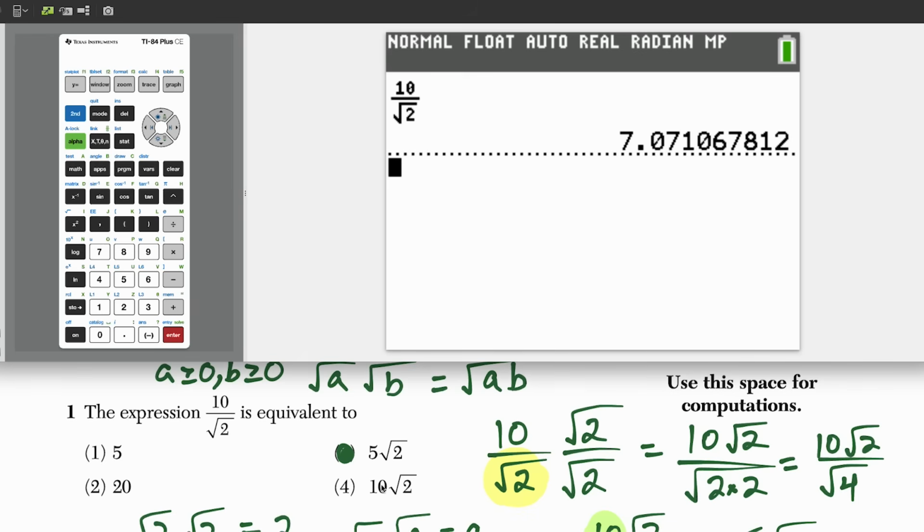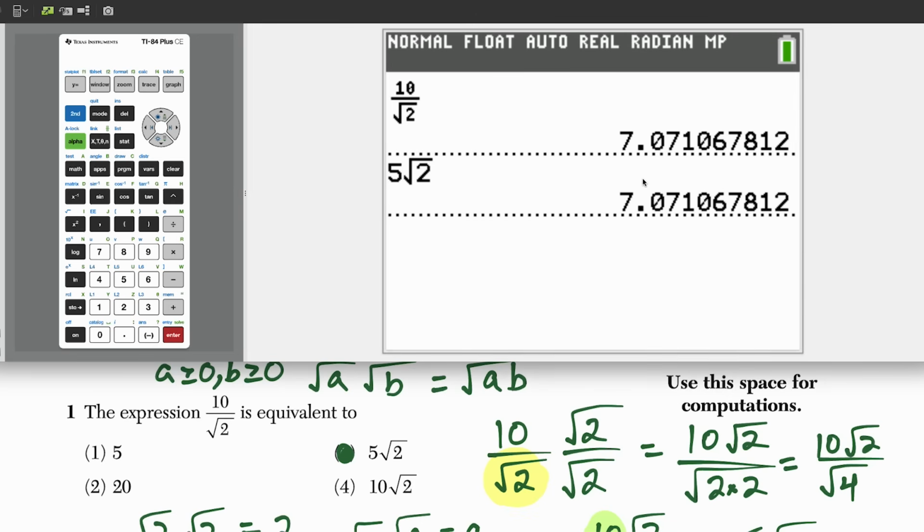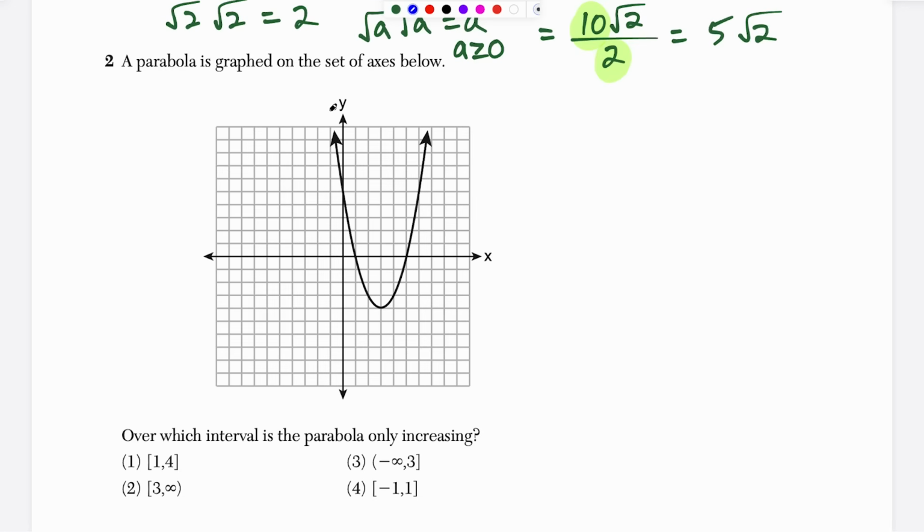If I multiply 10 by a number that's greater than 1, that's going to be greater than 10, so 7 here is not possible. But let's just check. 5 square root 2, if I write this in and I'm pressing 5 second x squared to pull up the square root, and I have my 2 in there, and I press enter, see how I have matching decimals, so 3 is definitely correct. Question 2, a parabola is graphed on the set of axes below.